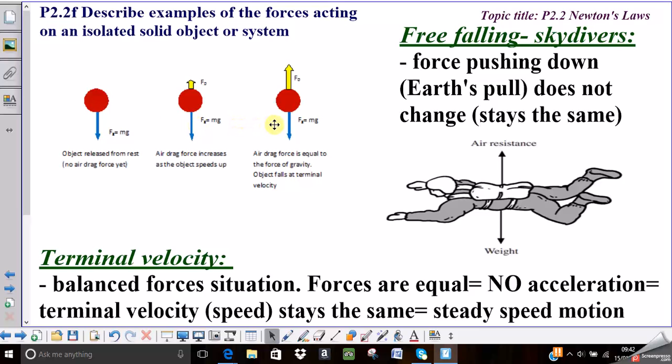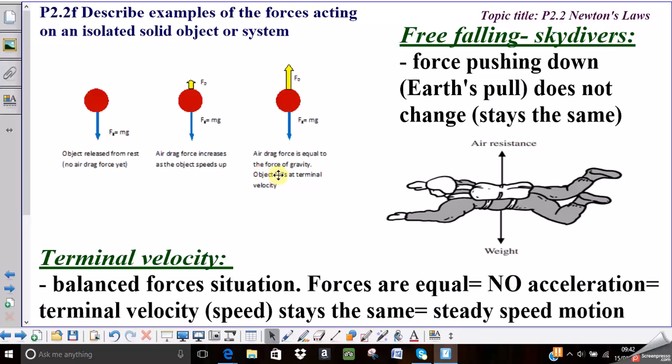Now, after a certain amount of time, as you're falling through the air, you're getting faster and faster, but at this moment the air drag force will be so strong that it will practically equal the force of gravity. That means the yellow arrow will equal the blue arrow. But the object is already moving, so it's not possible for the object to stop. What is possible is for this object to keep moving from this point on up to the point when the parachute opens.